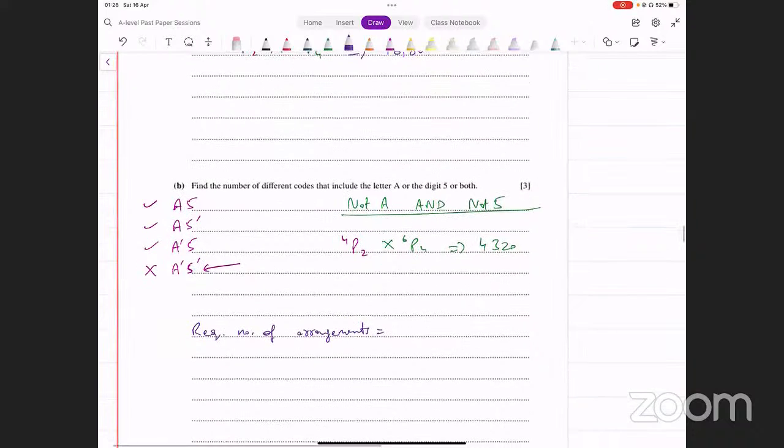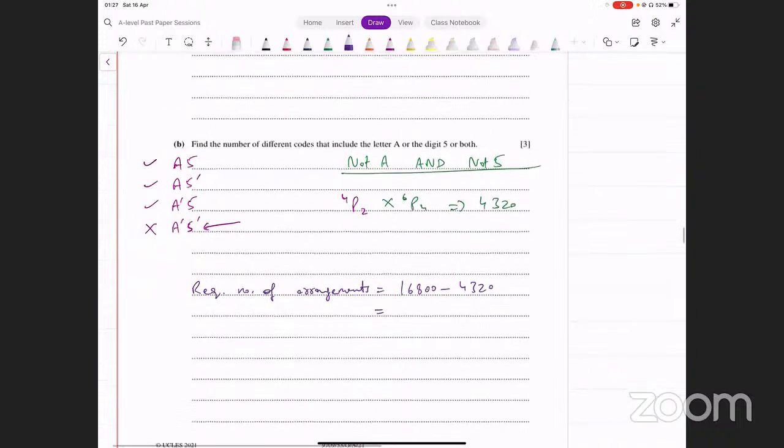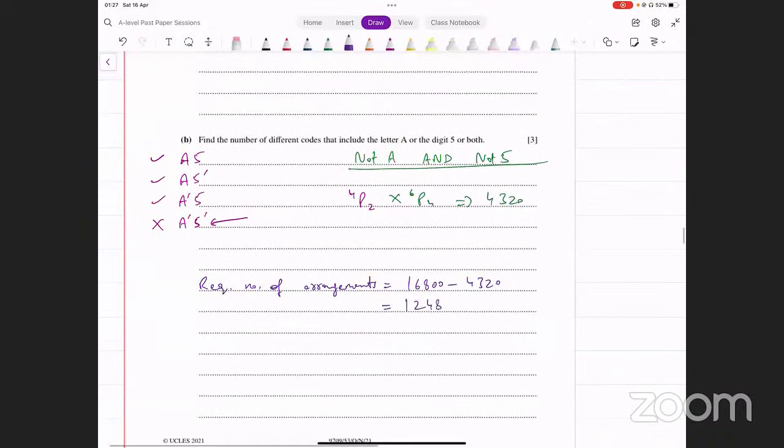Required number of arrangements, there are 16,800 minus 4,320, and that will give you the final result. That's 16,800 minus 4,320. That turns out to be 12,480, and that's your final result. Okay, so this is quicker.